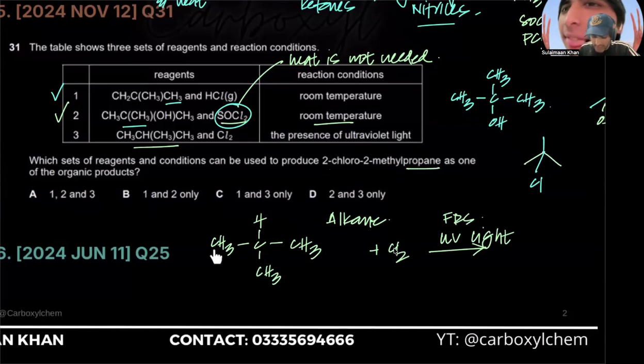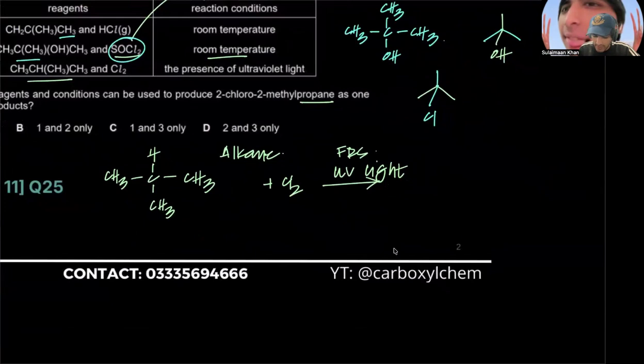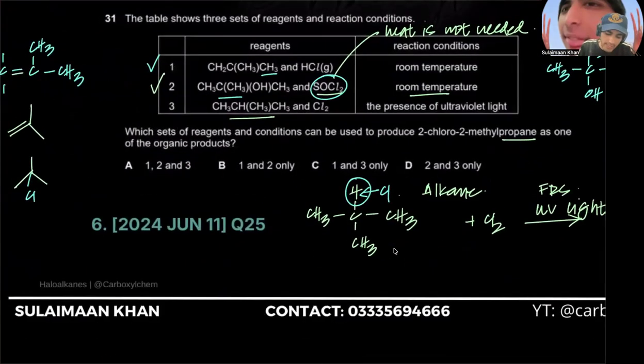Because on the second carbon you already have a methyl, and this hydrogen right here can be substituted for a chlorine atom. The methyl will be here, and you can end up with the chlorine atom substituting this hydrogen right here. So this can also happen. And so all these three options, 1, 2, 3, are correct, and therefore A is the correct option.